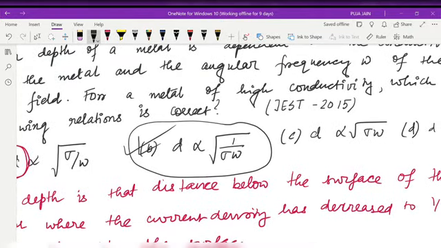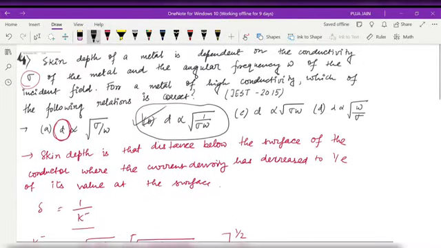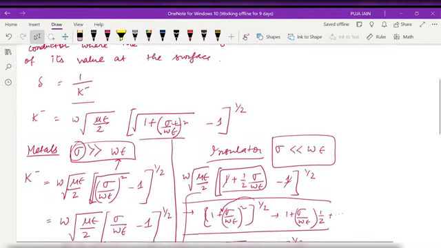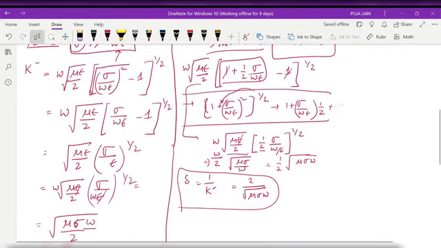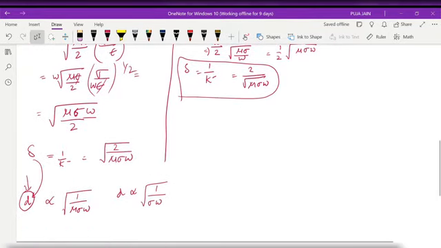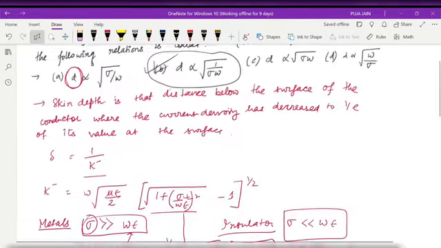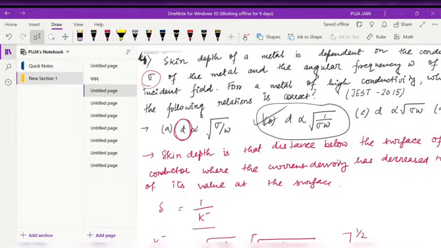Okay, so I hope you understood what skin depth is, and how to find the value of skin depth for metal and insulator. Try to remember these formulas. It will save your time. Okay, so let's proceed to the next question.